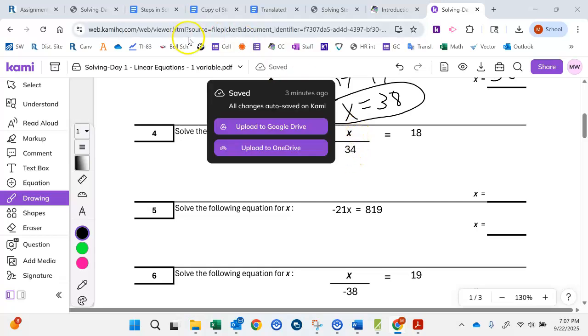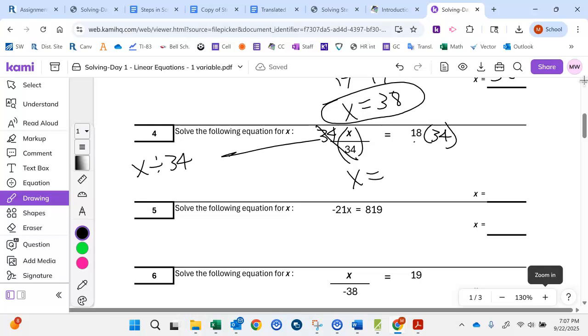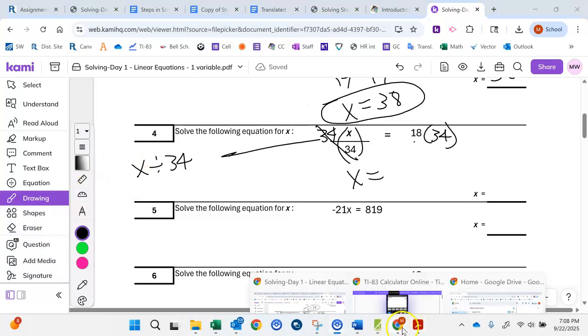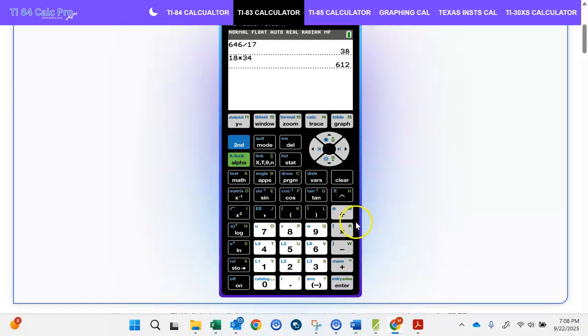So when we have a number in the bottom of the fraction, that means x divided. This here is x divided by 34. So to get rid of the 34, we have to do the opposite operation, so we multiply by 34 on both sides, like that. Then that cancels, and you get x is equal to 18 times 34. So let's see, 18 times 34, enter. So that's 612.